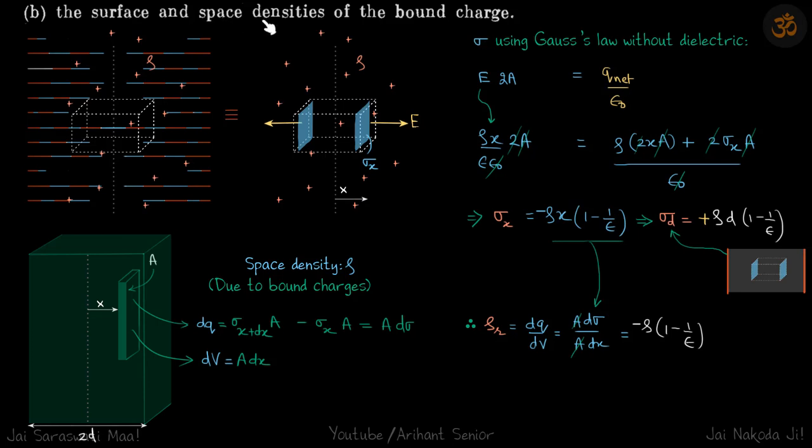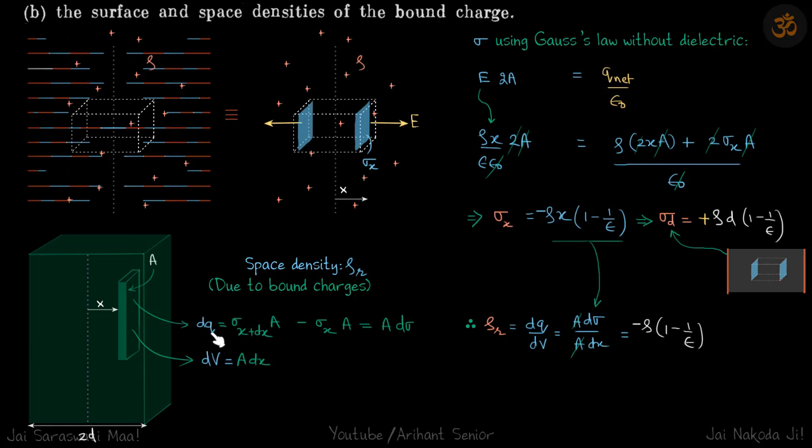Now let's talk about space density. At a distance x, let's take a small volume, and we need to find the space density in this volume. Simply said, if it has a charge dq and a volume dv, then we need to find dq by dv. That will be the space charge density. Let's represent it by rho. Actually, we are using rho here also, so let's say it is rho r. So we need to find rho r, which is dq by dv.